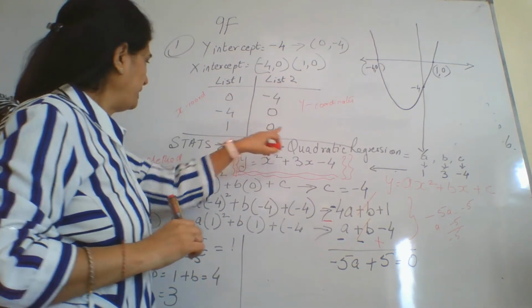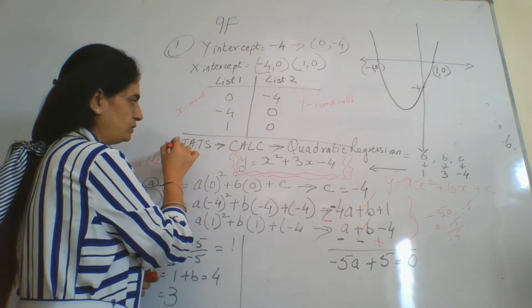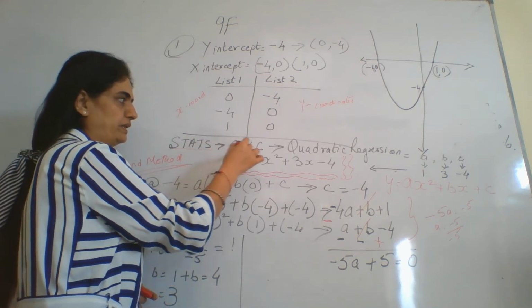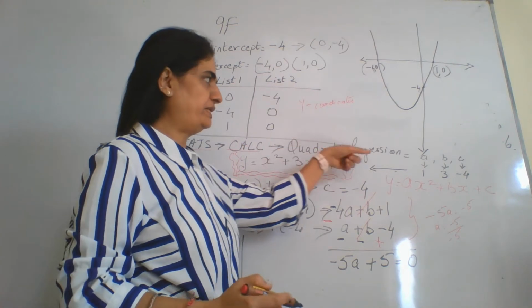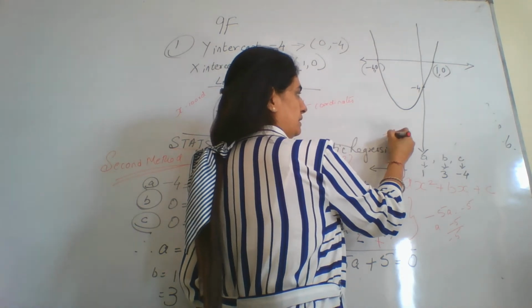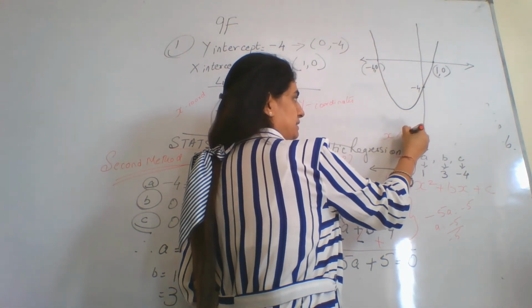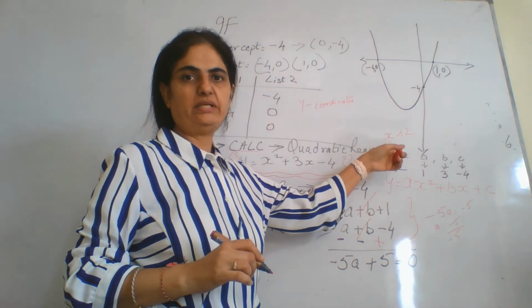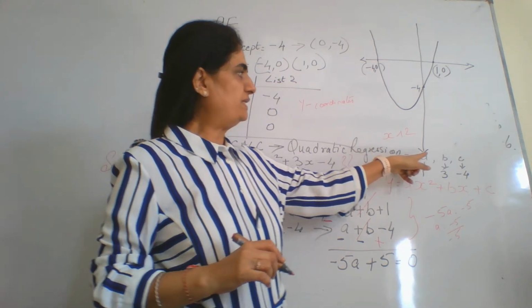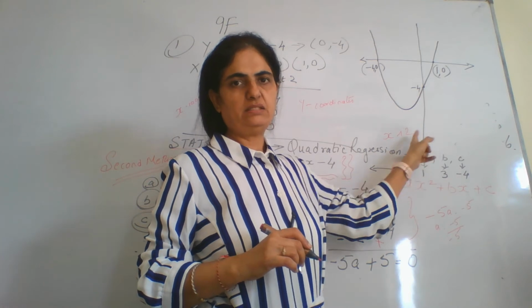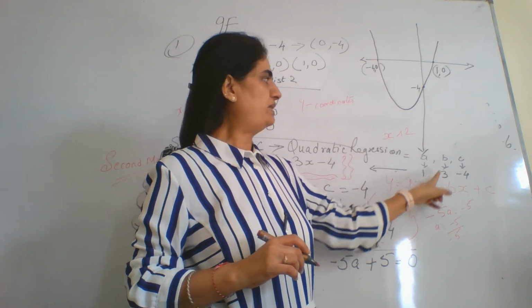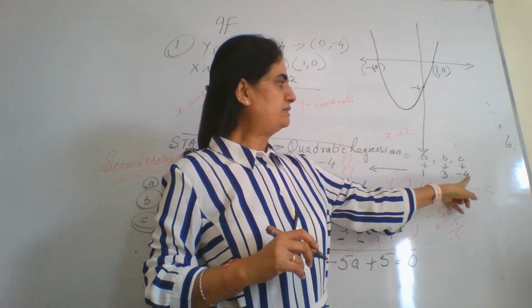Now in your GDC you need to enter stats, then go to calc, and then regression. Here you will press x², since it's a quadratic equation. When you do so, it will give you the values of a, b and c. For this particular sum, the first one, I get a as 1, b as 3 and c as -4.